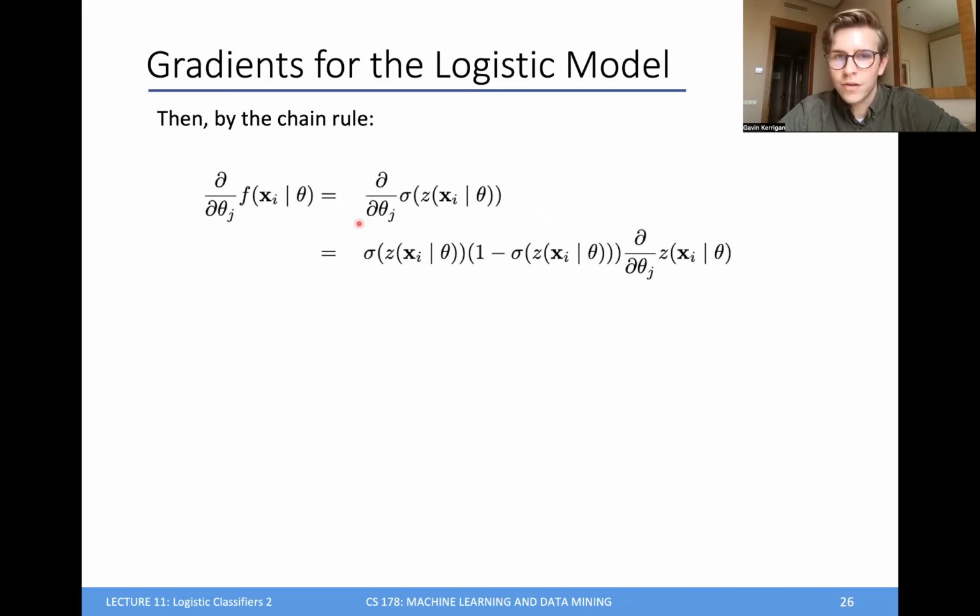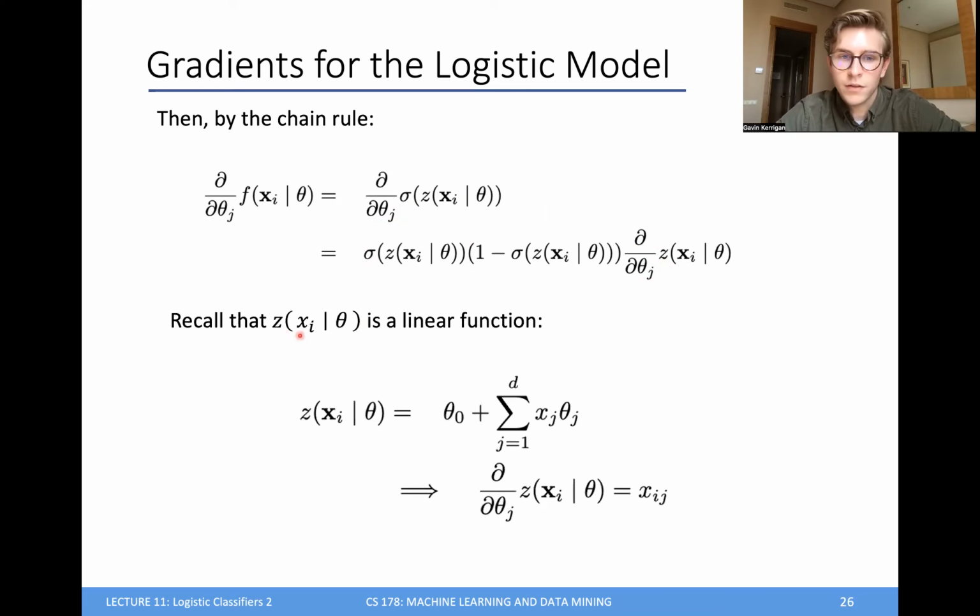Then, knowing the derivative of sigma, we can use the chain rule. In doing so, we get that the derivative of sigma composed with the function z is just the derivative of sigma applied to z. So this is sigma of z times 1 minus sigma of z. This is that derivative we just showed on the previous slide. And then, of course, from the chain rule, we need to differentiate z with respect to theta j. So again, just the chain rule here.